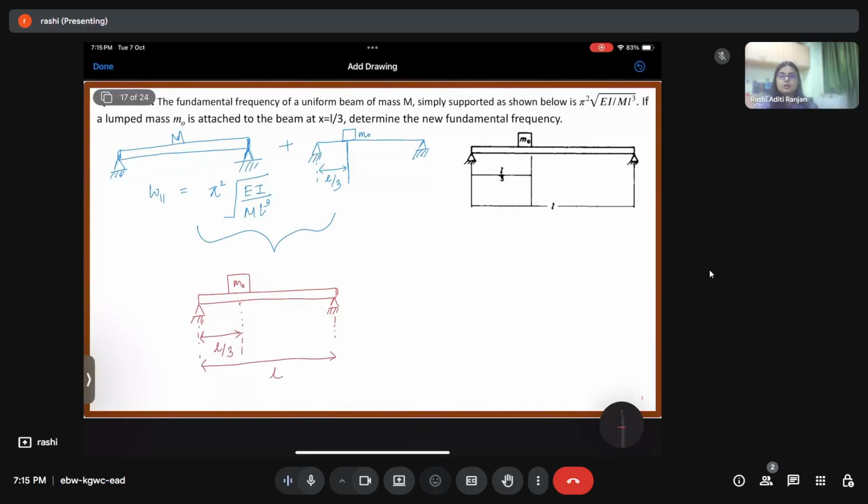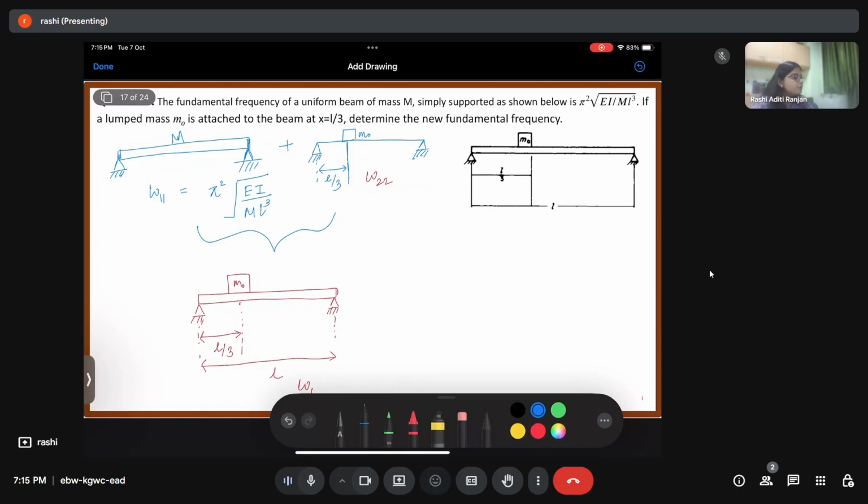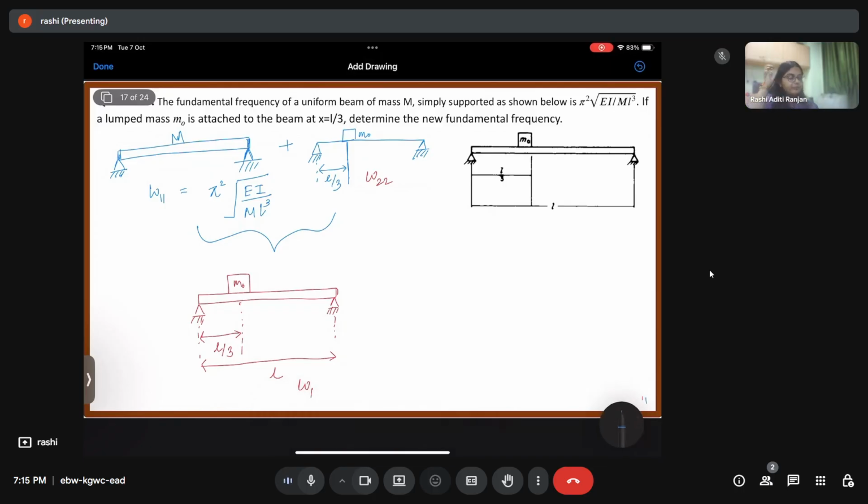Okay. So omega 11 is already given to us. We need to find out omega 22 and then omega 1. So for omega 22, what do we have? We have a simply supported beam which is massless, or we can say which has a mass, but which is very small as compared to the mass that is put on the simply supported beam, because the mass that is put on the beam, it is of mass m naught, which is much higher as compared to the mass of the beam itself. So we can say that it is massless. So for this kind of a system, what is going to be the omega 22?